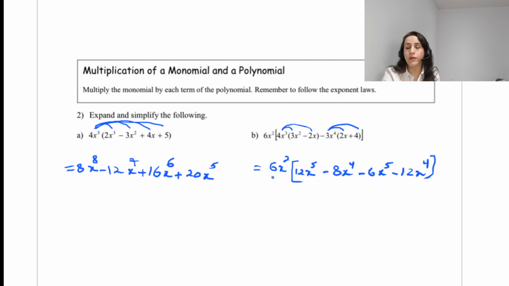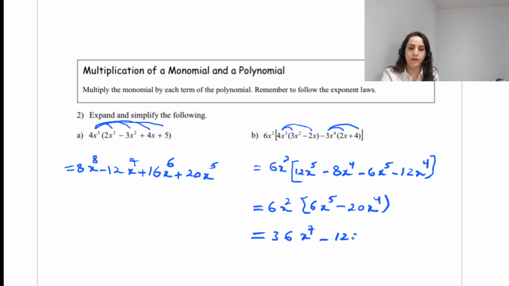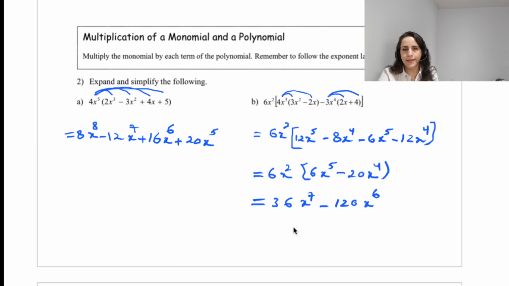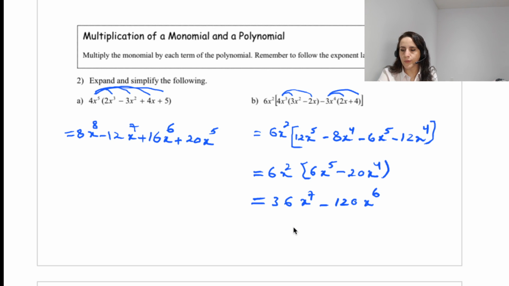I expanded. Before multiplying by 6x squared, I need to simplify inside of the bracket, because I can see that I have 12x to the 5 here and minus 6x to the 5, that is making 6x to the 5. Negative 8x to the 4 minus 12x to the 4 makes negative 20x to the 4. Finally, I'm going to multiply this by whatever I have: 36x to the 7 minus 120x to the 6. I'm sure that you had these last year, but we are going over them and reviewing them.